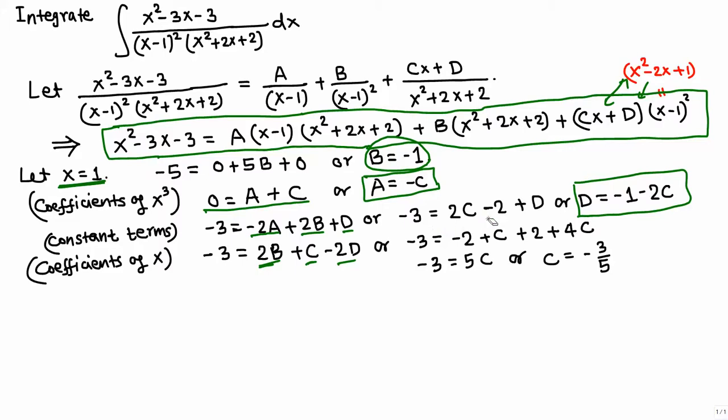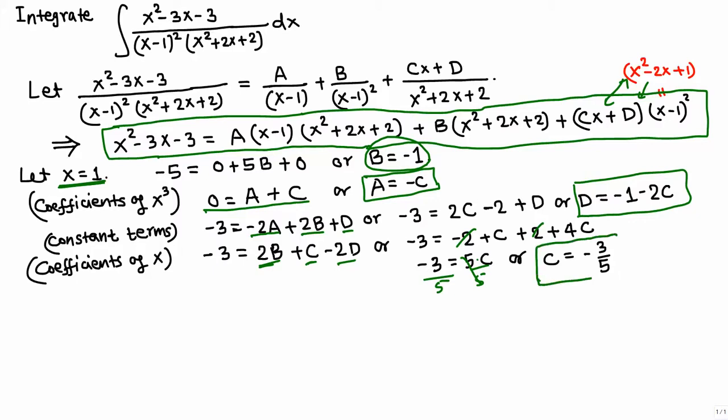Okay, let me erase this. And we get negative 3 equals 2 times negative 1, negative 2 plus c, and d is found here, negative 1 minus 2c. Let's distribute negative 2. Negative 2 times negative 1, positive 2. Negative 2 times negative 2c, plus 4c. From here, negative 2 and positive 2 cancel. C plus 4c, 5c. Negative 3 equals 5c. Now divide by 5. Then we get c equals negative 3/5.